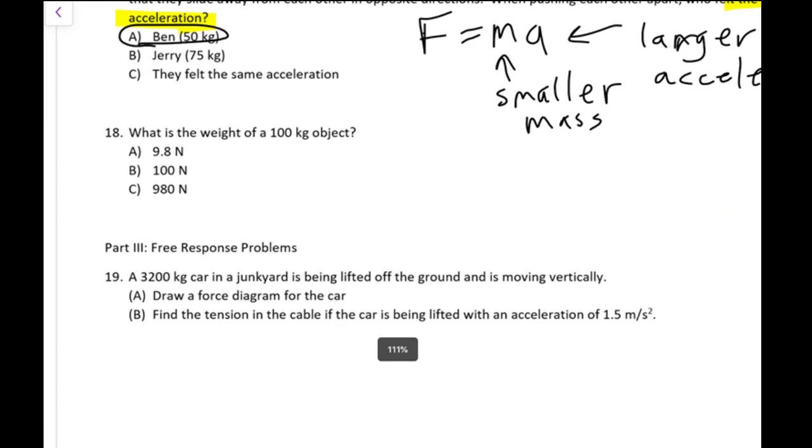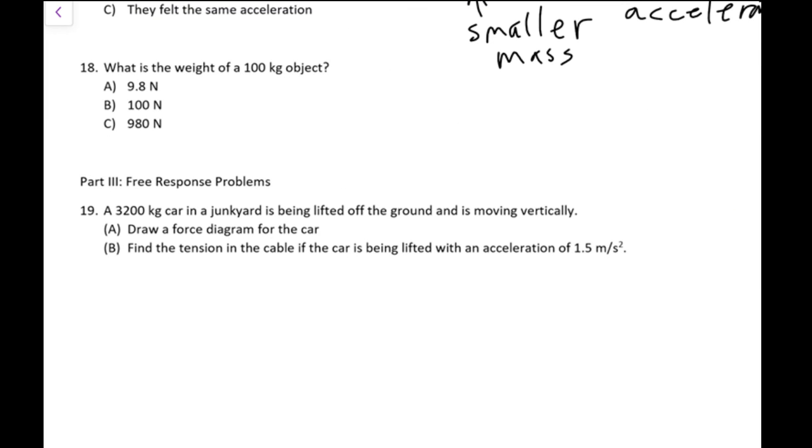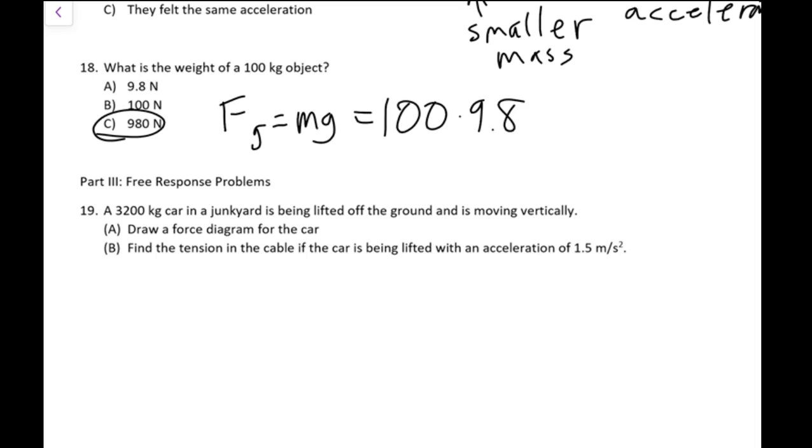Okay. Question 18, what's the weight of a 100-kilogram object? Just remember weight. This one's just checking. Do you know the definition of weight? Weight is the force of gravity, or mg. So it's 100 times 9.8, which is 980 newtons.